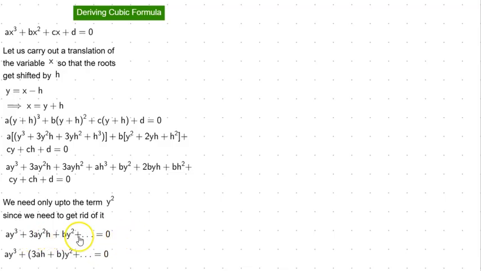Again, we have y square, y square. Let's combine them. We have ay cube plus (3ah plus b) times y square plus dot dot dot equal to 0. To get rid of the y square term, the coefficient has to be equated to 0. So 3ah plus b equal to 0. Solving it for h, we get h equal to minus b by 3a.